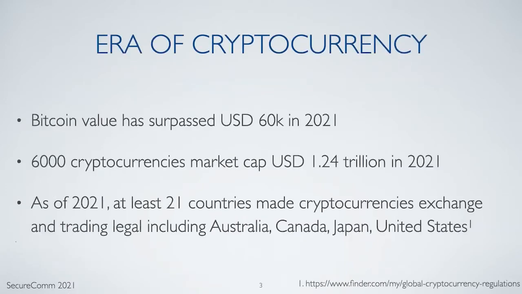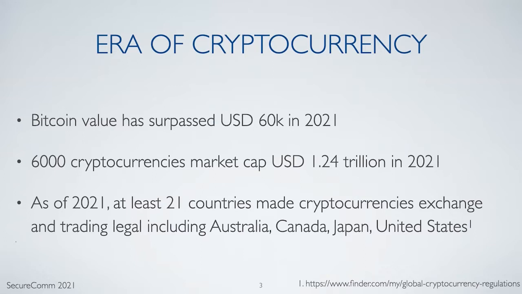We have seen massive adoption and growth of cryptocurrency in recent years. The most popular cryptocurrency, Bitcoin's value, has surpassed $60,000 in 2021. This is the highest value reached by any cryptocurrency in history. The combined market cap of more than 6,000 cryptocurrencies has reached a new high of $1.24 trillion in value.